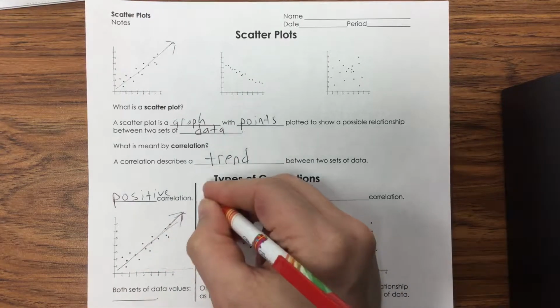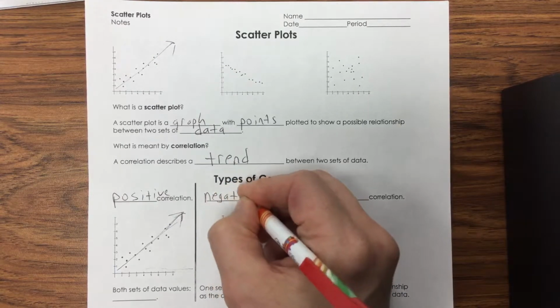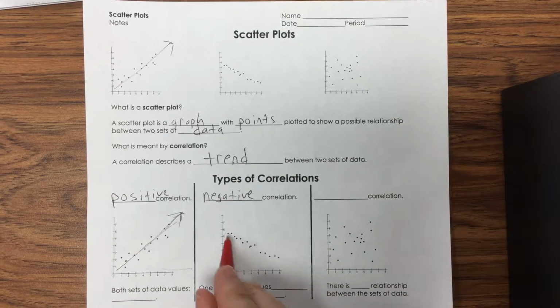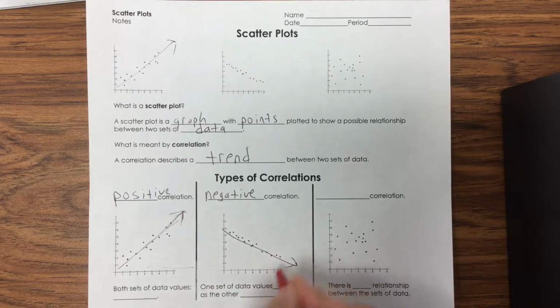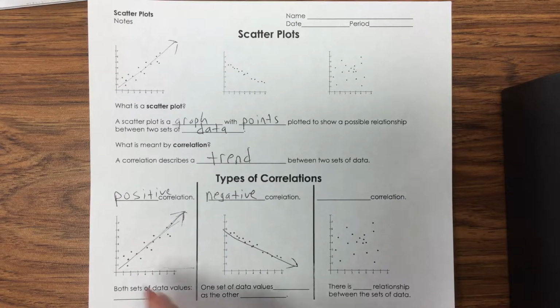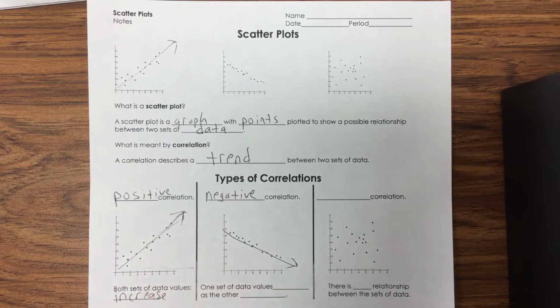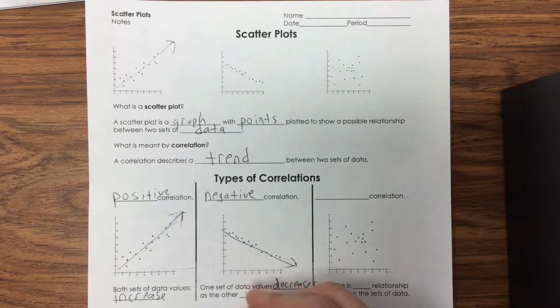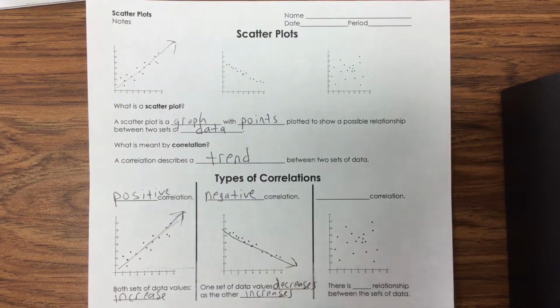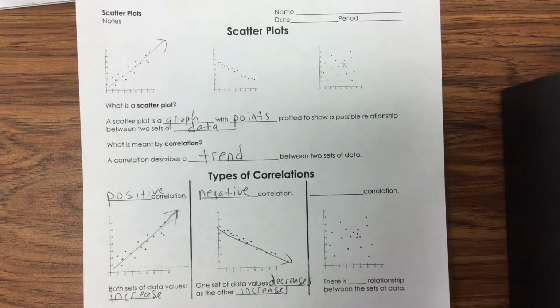Okay, you also could have a negative correlation. Negative means as the x values, or these values, are increasing because these x values are getting bigger, the y values are getting smaller. Okay? It's going this direction. Okay? So with positive, both sets of data values increase. With negative, one set of data values increases or decreases as the other increases. So one's going up, the other's going down.